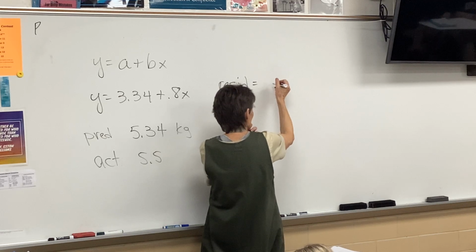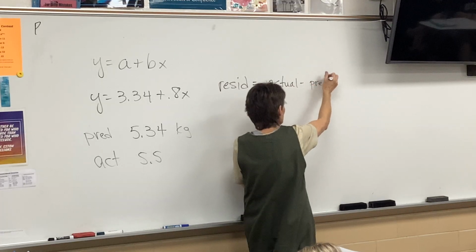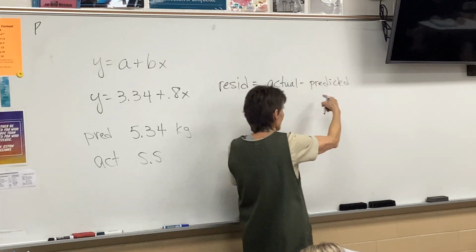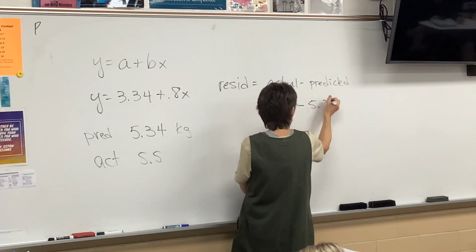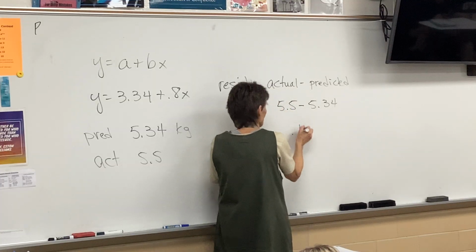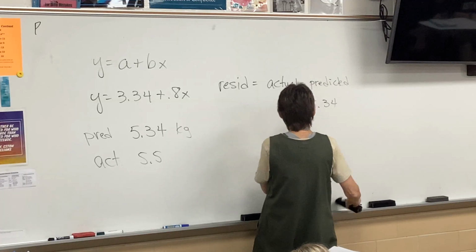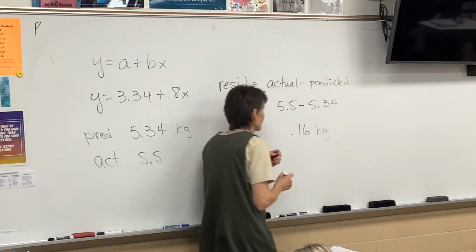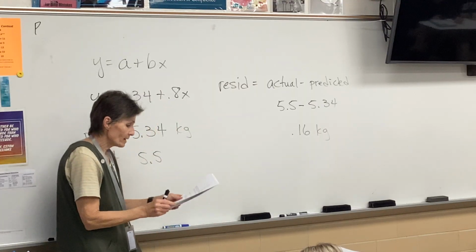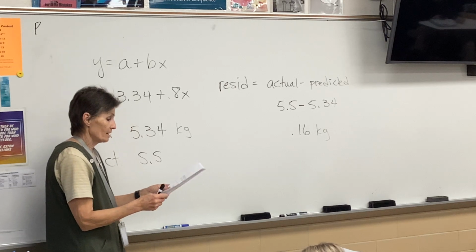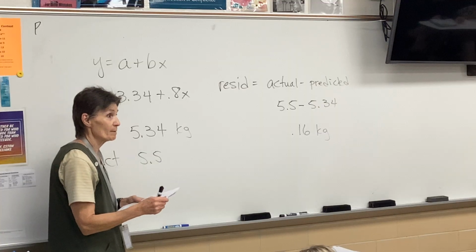Oh, we need to remember this. Residual is actual minus the predicted. And remember, the predicted is what your model says. So we've got 5.5 minus 5.34. So our residual is 0.16 kilograms. Did our model underestimate or overestimate the weight of the baby? Underestimated the weight of the baby.